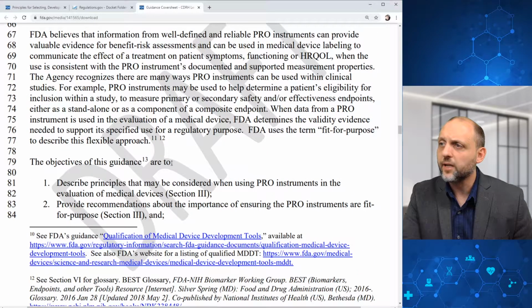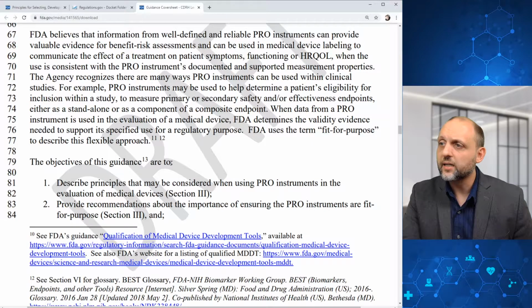FDA believes that information from well-defined and reliable PRO instruments can provide valuable evidence for benefit-risk assessments and can be used in medical device labeling to communicate the effect of a treatment on patient symptoms, functioning, or HRQOL, when the use is consistent with the PRO instrument's documented and supported measurement properties.